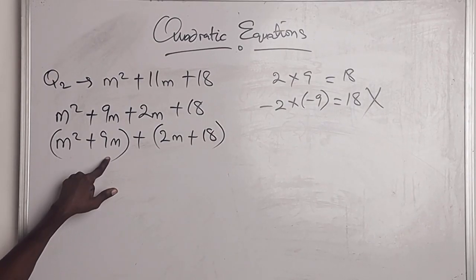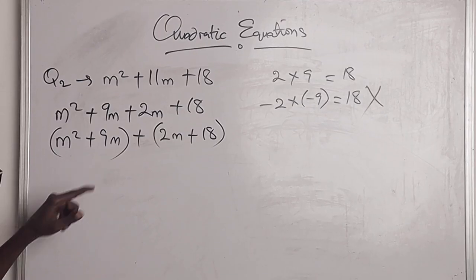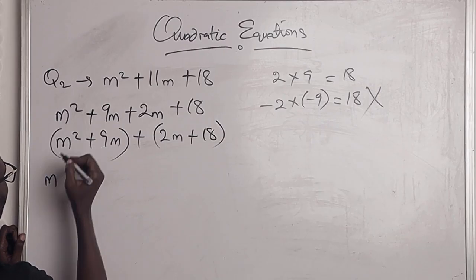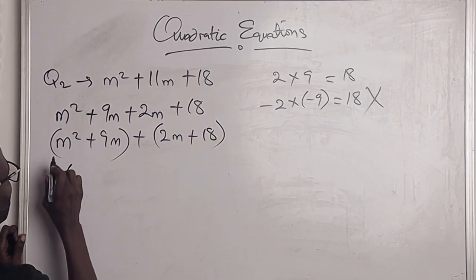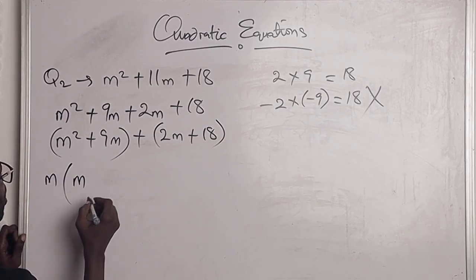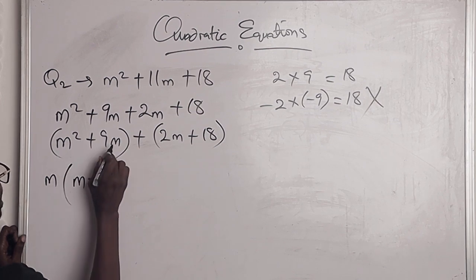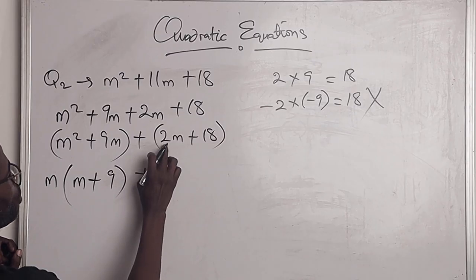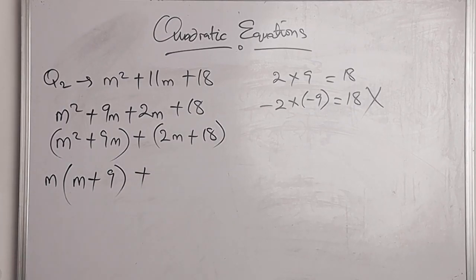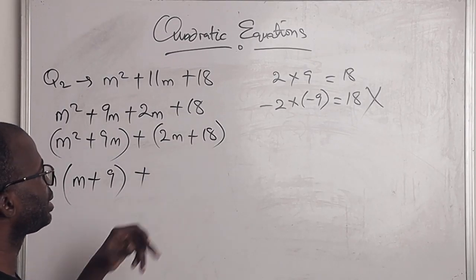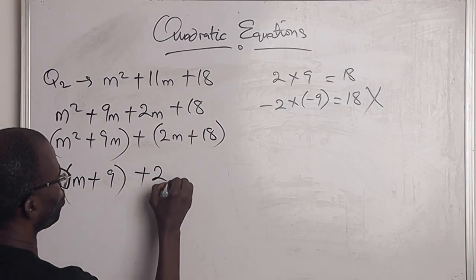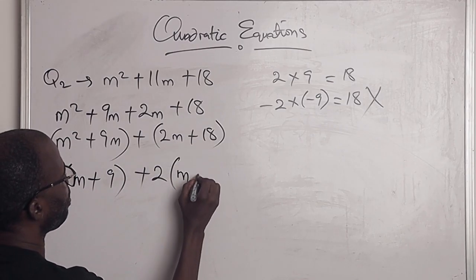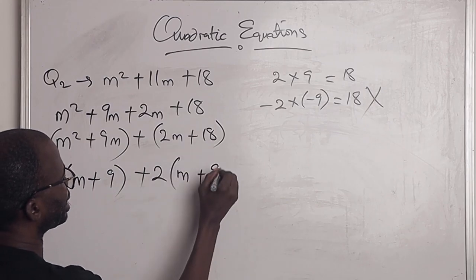Take away the what? The coefficient of what's it called? M. So I have m here, m in m squared, to leave me with 1m, plus m in 9m, that will give me 9. Plus, what is common to 2m and 18 is 2. So I have plus 2 in bracket, what will be left? 2 in 2m, that's m. 2 in 18, that's 9.